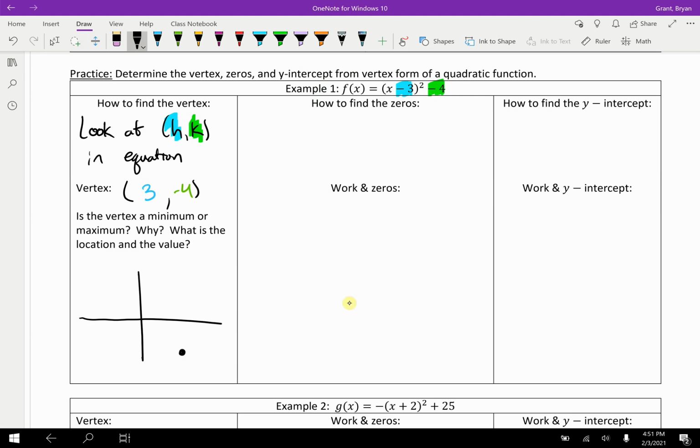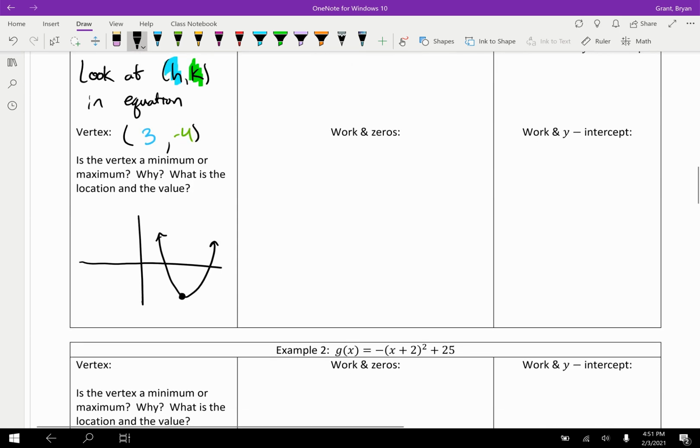And then we have to see, is my parabola going to open up or is my parabola going to open down? Well, based on the fact that a is +1, that means my parabola opens up. If your parabola opens up, then we say that the vertex is a minimum. This vertex is the smallest point on our parabola.